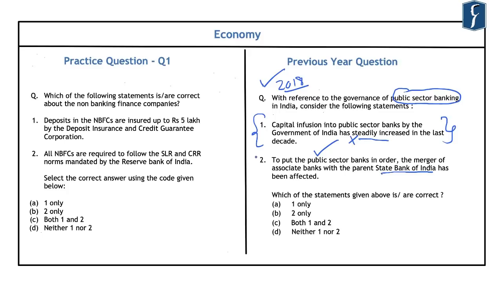However, the second statement is correct because recently the State Bank of India had effected the merger of its associate banks. And this was mainly intended to improve the banking sector. So the correct answer here was B, that is 2 only. So this particular question was related to the initiatives that are taken to improve the banking and finance in India.